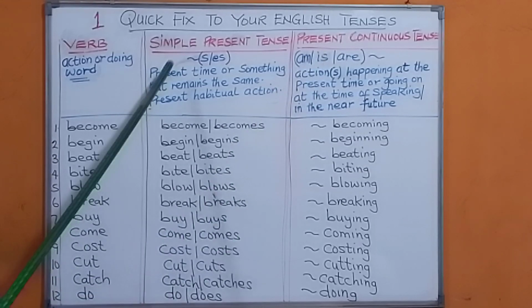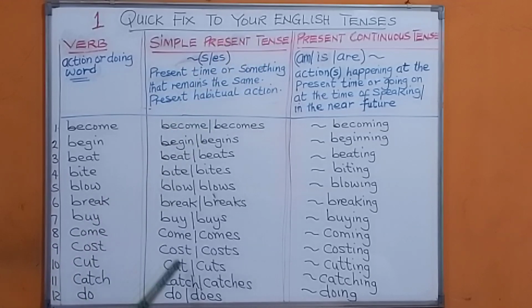Cut. Present simple tense. Cut. If there are many, we cut. If it's one, she cuts. Lamin cuts. Present continuous, cutting. I am cutting. He is cutting. We are cutting.